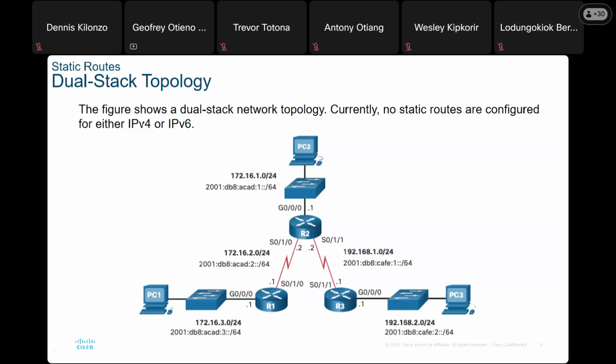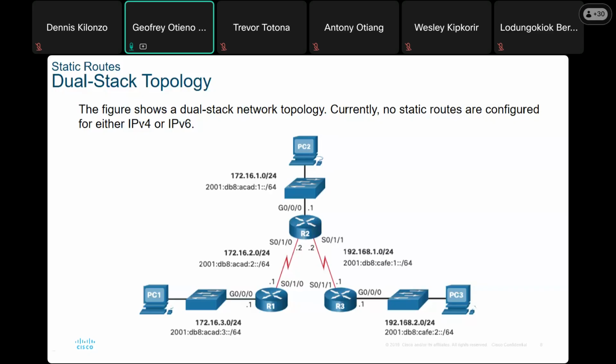Okay. How about R3? How many directly connected networks? Correct. Now it's flowing. Okay, we are through with directly connected networks.